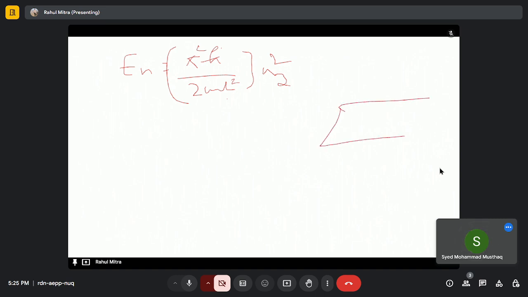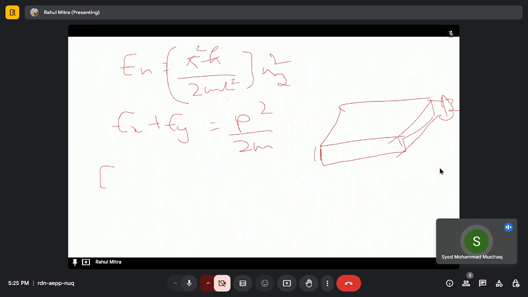If this is my thin film, this is my z direction, right? So this is in the z direction, and for the other x and y directions it will simply be p square by 2m, right? So if I represent E total for a two-dimensional nanomaterial, the E total will be px square.